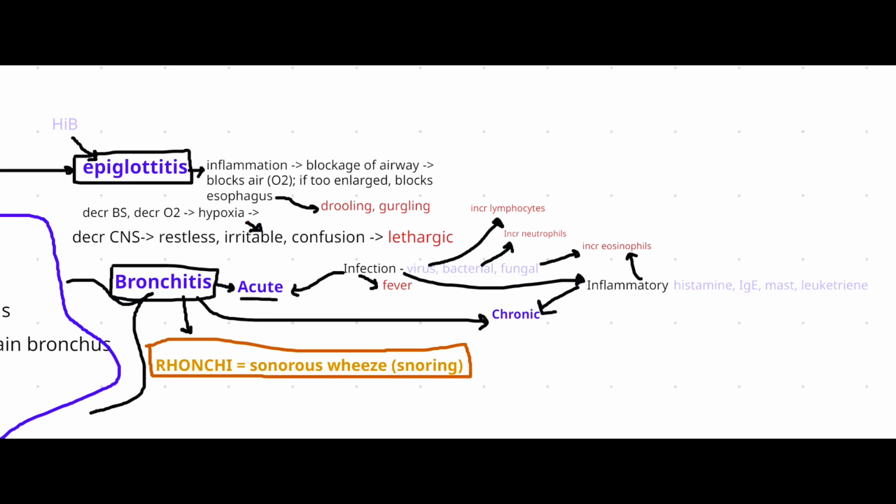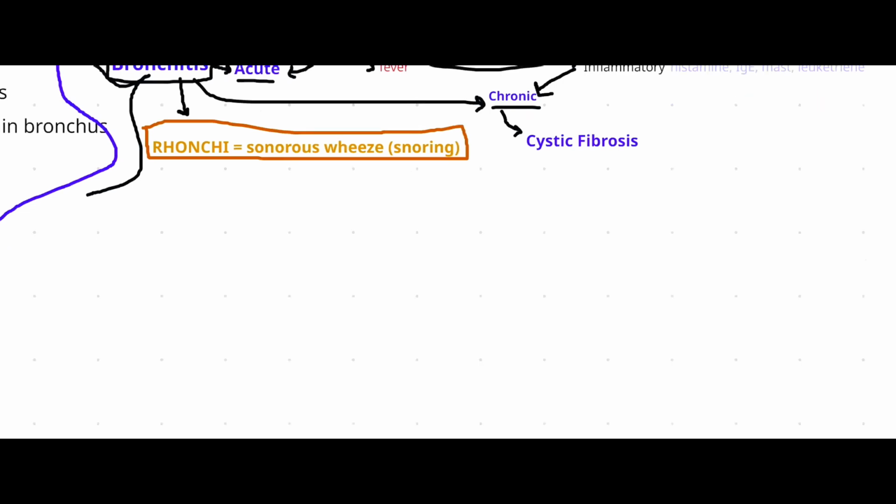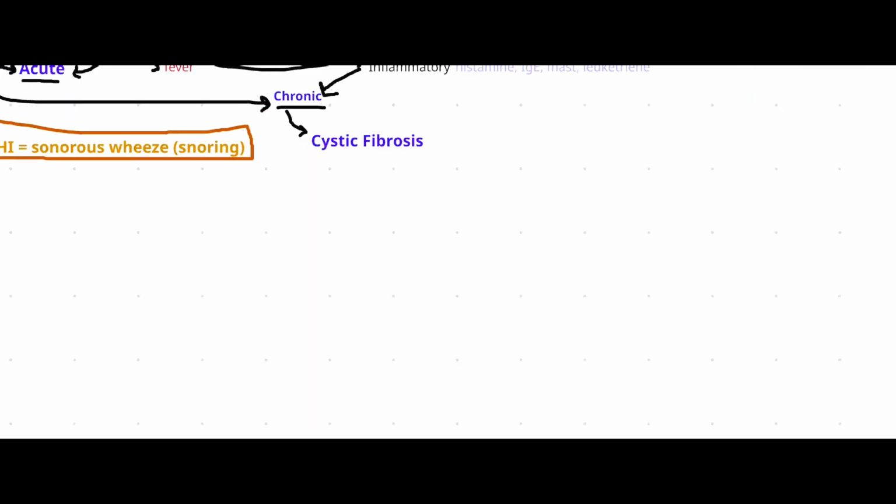So another condition that could cause problems in the bronchi is something that we could almost classify as part of chronic bronchitis, which is bronchitis in cystic fibrosis. This is not really a bronchitis if you think about it. It's just that in cystic fibrosis, there's a lot of secretions that get stuck, not just in the bronchi.